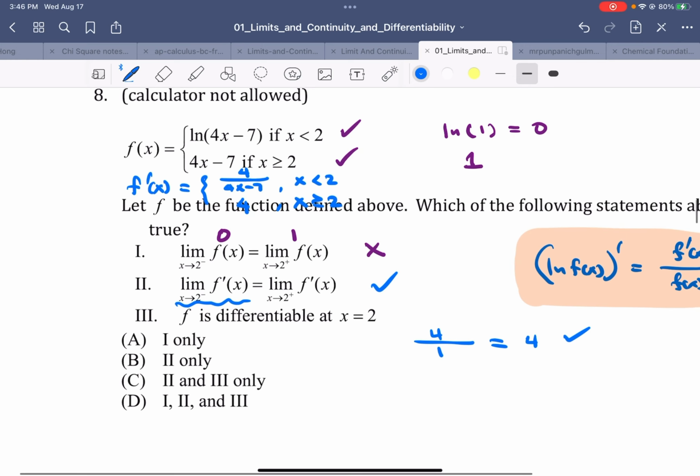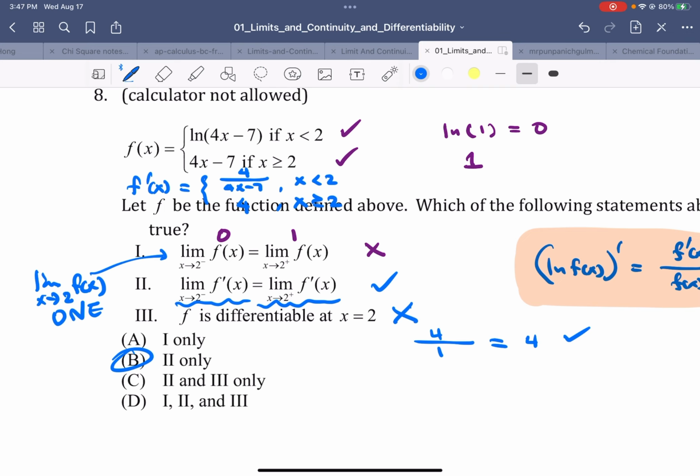Now, is it differentiable? For differentiability, it has to be continuous. One of the conditions is that the limit should exist, but the limit as x approaches 2 of f of x does not exist. So since it is not continuous, it's not differentiable. Even if we have a limit for f prime, that doesn't mean it's differentiable. Remember that. So it is not differentiable because it is not continuous. So the answer is only 2.